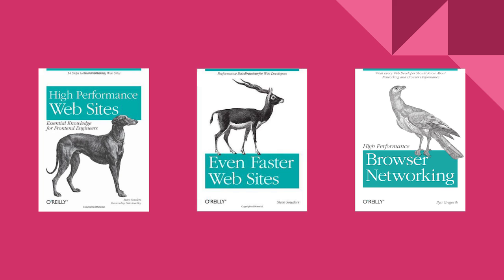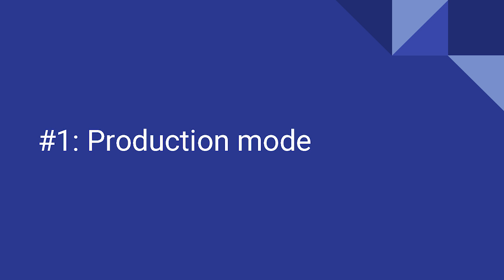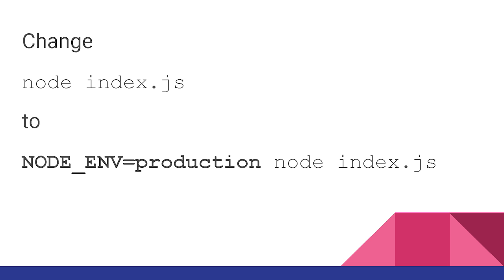All right, so my best try at a clickbaity title for this talk: 6 weird tricks. Okay, the first one isn't really weird. I bet 90% of the people in the room know it. It's production mode. Okay, this is pretty obvious, but it's super important. If you don't use it, it's really bad. All you have to do is just set NODE_ENV to production.